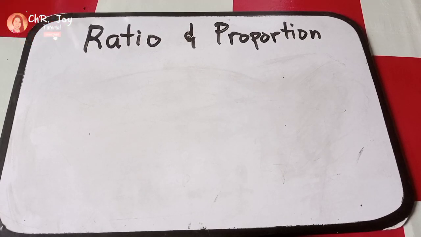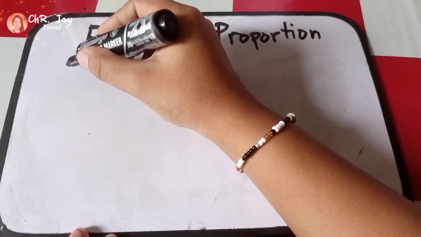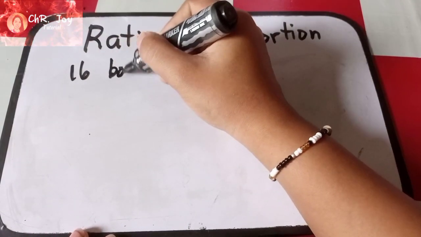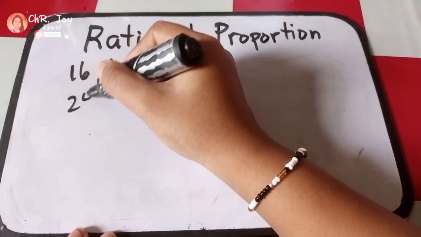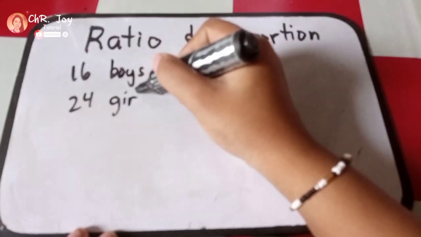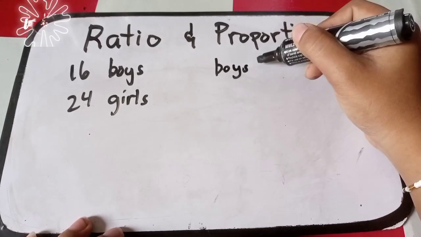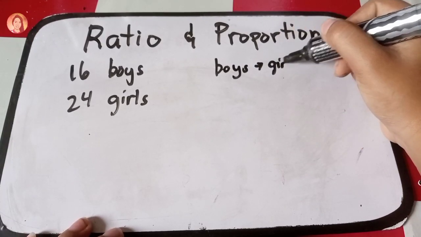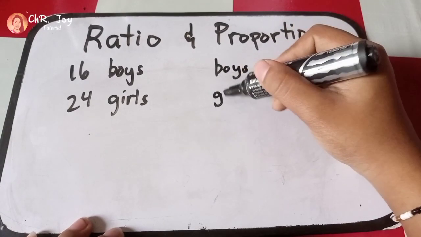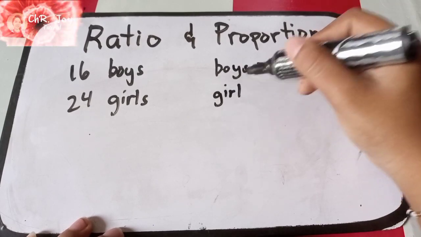In mathematics club, there are 16 boys and 24 girls who are active members. What is the ratio of boys to girls, and how about the ratio of girls to boys? In this problem, we have 16 boys and 24 girls. And the question is, what is the ratio of boys to girls and the ratio of girls to boys?